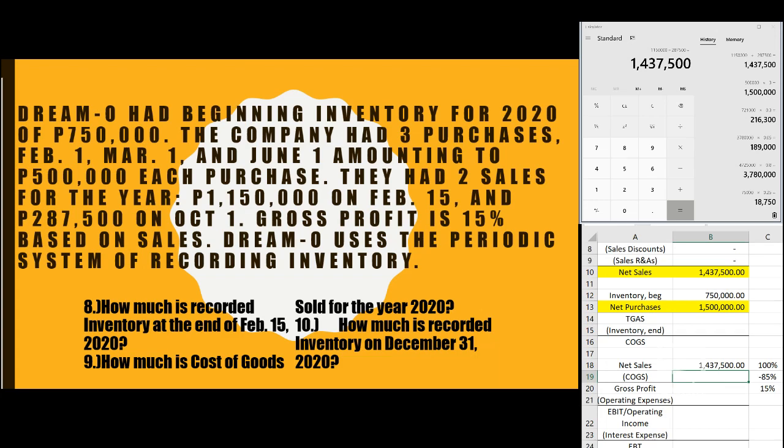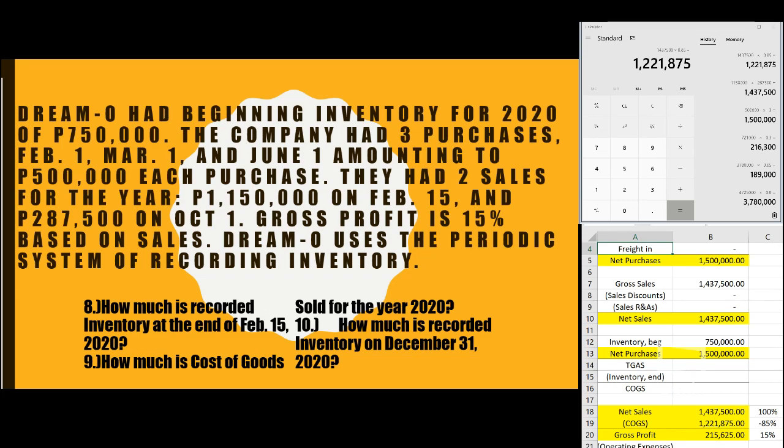So, given tayo ng 100%, once again, we have to simply multiply it by the percentage that we're looking for. 1,437,500 times 0.85. We have here 1,221,875. Our gross profit will now be, minus lang, 215,625. Okay, so solve natin ito pareho. Actually, ito din, sinolve natin.